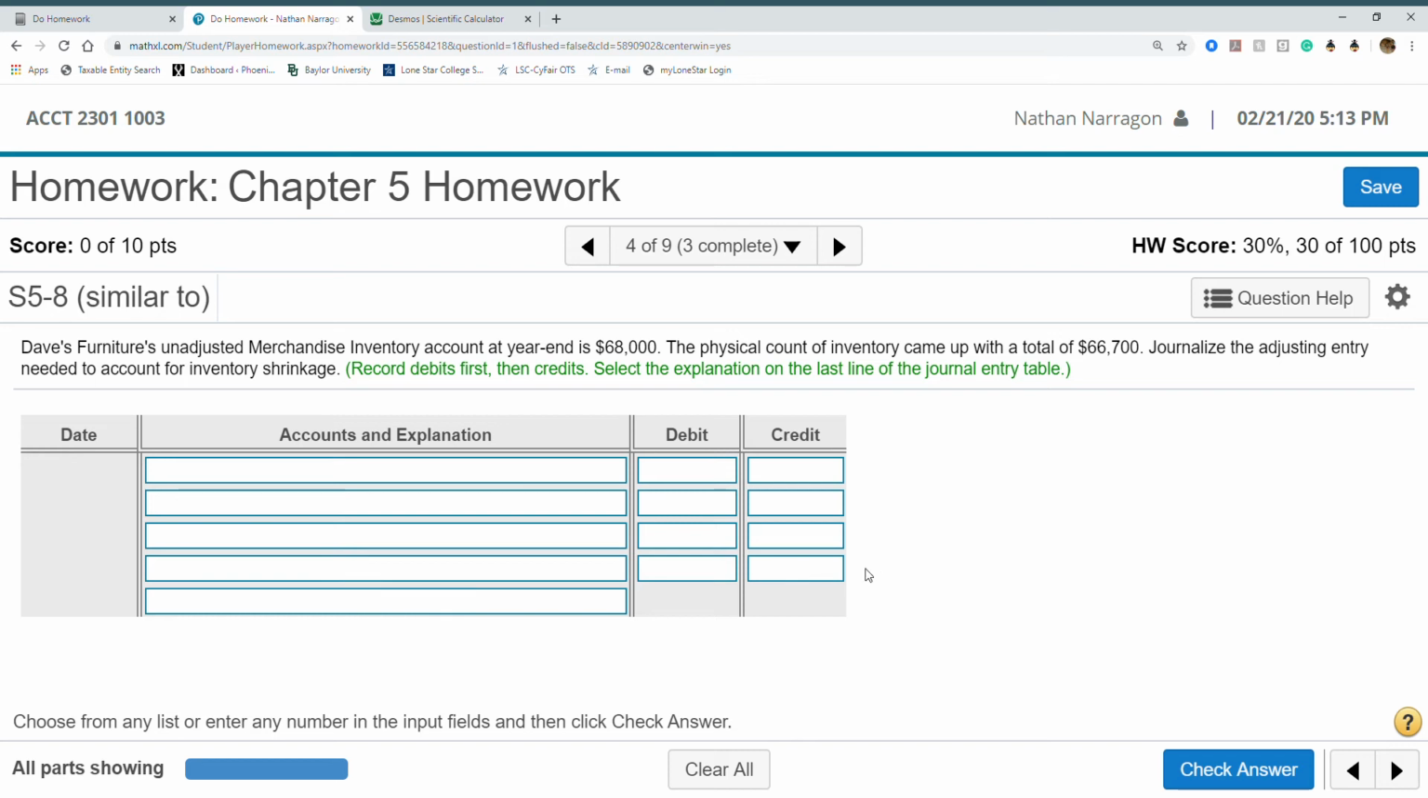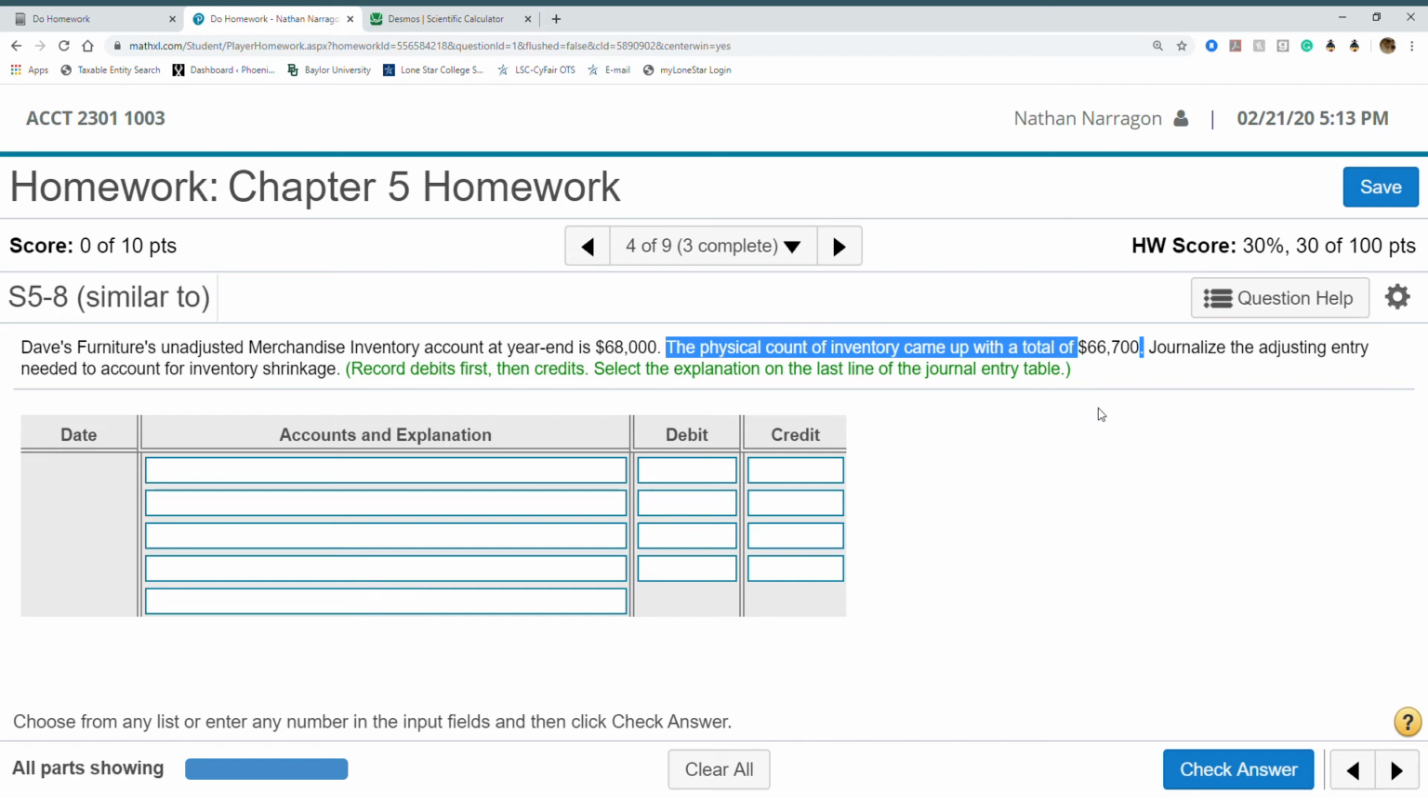Ooh, this one's only one journal entry. Sweet. Dave's Furniture's unadjusted merchandise inventory count at year end is 68,000. And then we do the physical count, so 66,700. Journalize the adjusting entry needed for the shrinkage.